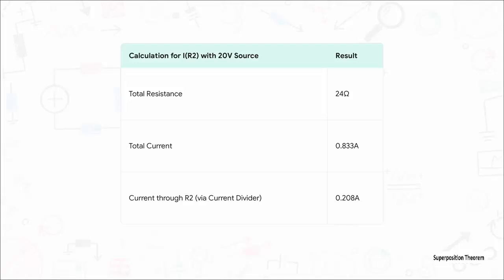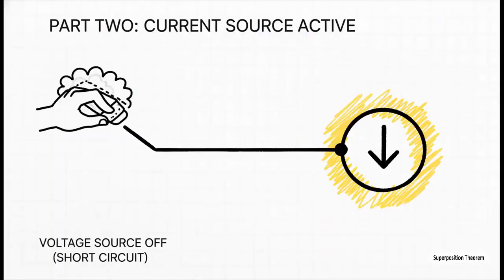But that current splits, right? So we use the current divider rule to find the exact slice of that current that's going through our target 48 ohm resistor. And that works out to 0.208 amps. All right, let's write that number down and save it for later. Okay, on to part 2.